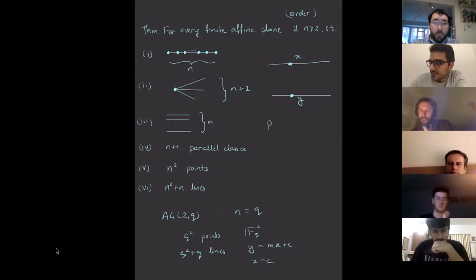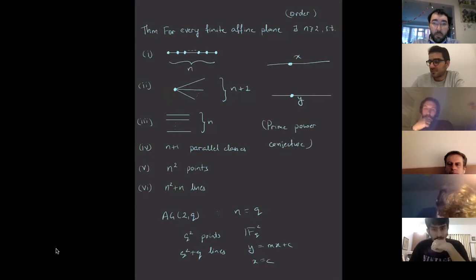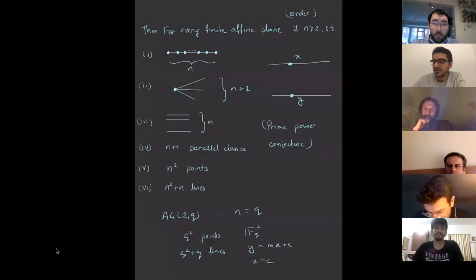And this is known as the prime power conjecture. Whether all of these affine planes actually have prime power order. Can you construct an affine plane of non-prime power order? That has been open for the past, I don't know, 70, 80 years or something like that. We have absolutely no idea. We have some results which rule out a lot of infinite families of non-prime powers, but in general, it's a very terribly hard open problem.